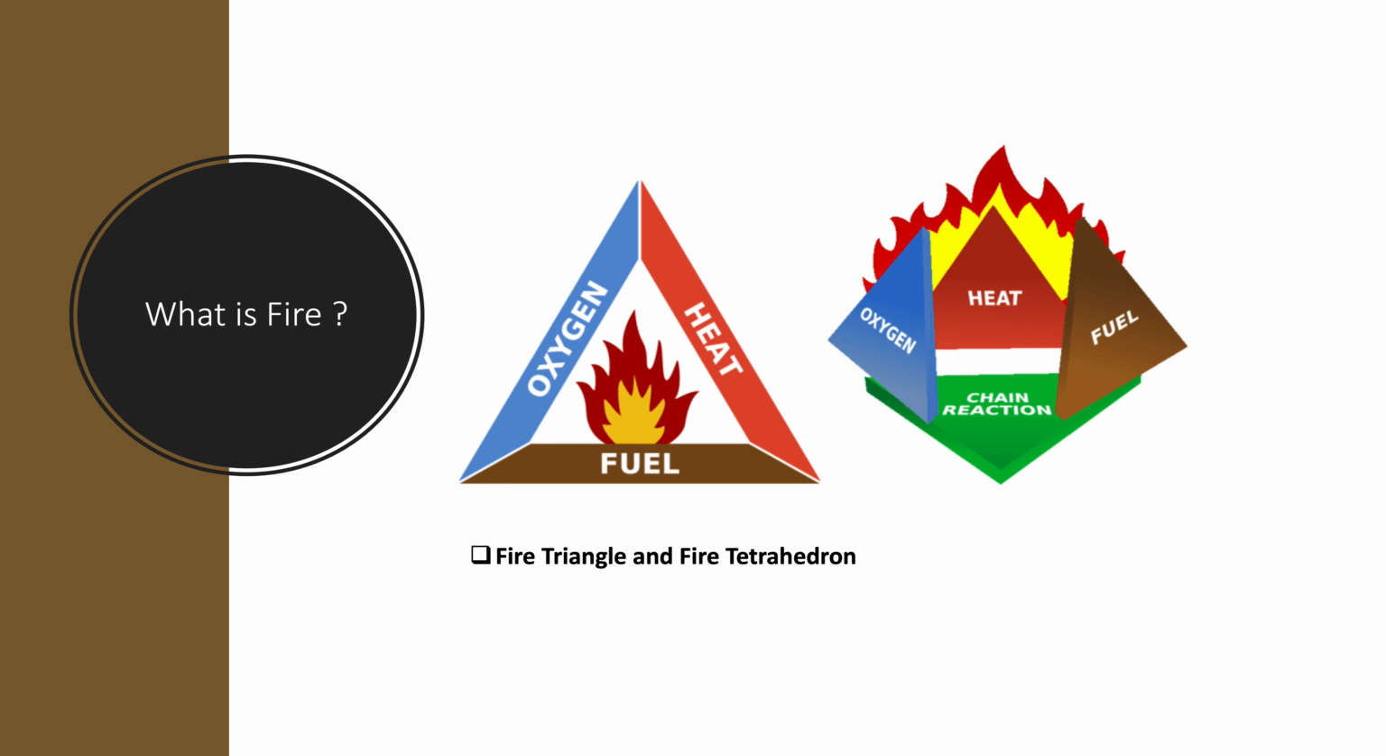If you remove any one of them, you can suppress fire, or you can control fire. So what happens when the fire begins? After some time, another element is added, called the chain reaction. It keeps going, and it will burn the objects nearby, and fire can become catastrophic.